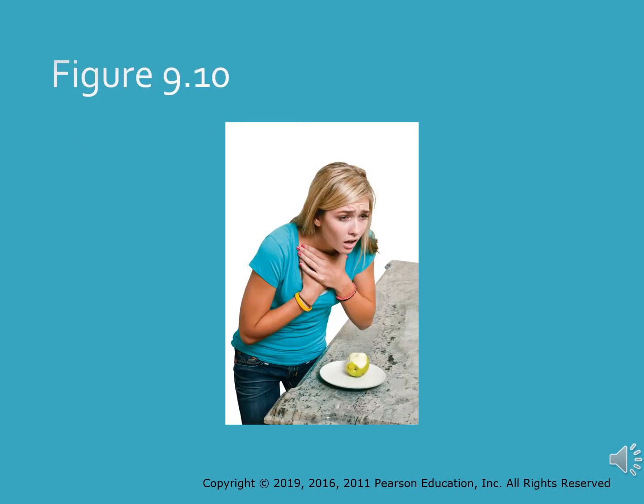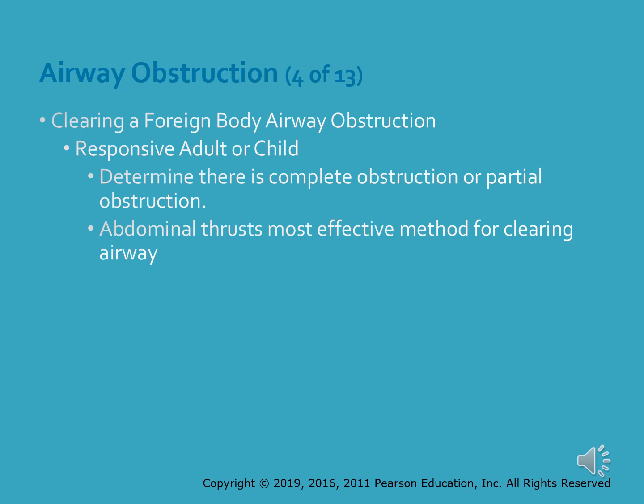So here's a patient that is displaying the universal sign of choking. Again, there's no air movement and they're not coughing. So clearing a foreign body airway obstruction, when you're talking about a responsive adult or child patient, there is still ongoing research conducted by the AHA, or the American Heart Association, that suggests that the use of abdominal thrusts is still the most effective method for clearing the airway of a responsive adult or child older than 1 year who is choking. A slightly different technique is used to clear the airway of an infant.